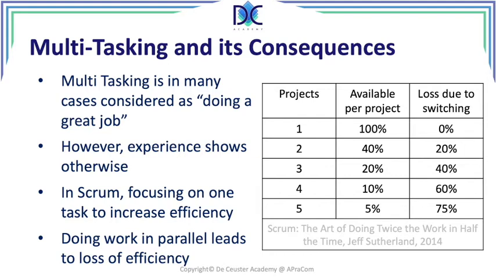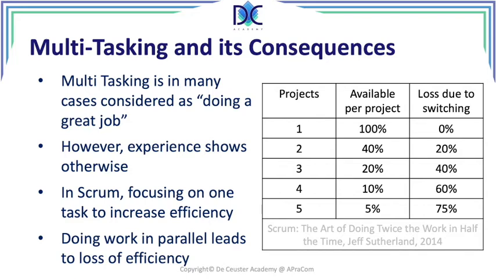When we look at a table, on the bottom you see Scrum, the title of the book, The Art of Doing Twice the Work in Half the Time by Jeff Sutherland, written in 2014. It's a very interesting book to consider. When we look at multitasking, we see the number of projects a person is working on. With project one, the person is typically 100% available on the project. There is no switching, so there is no loss due to switching.